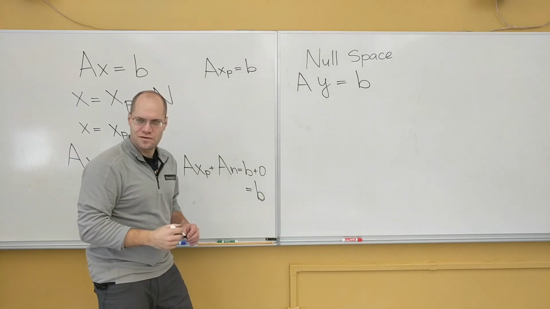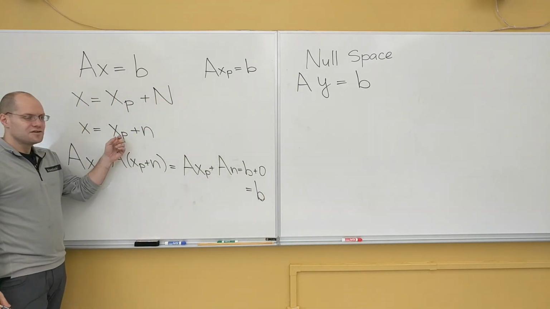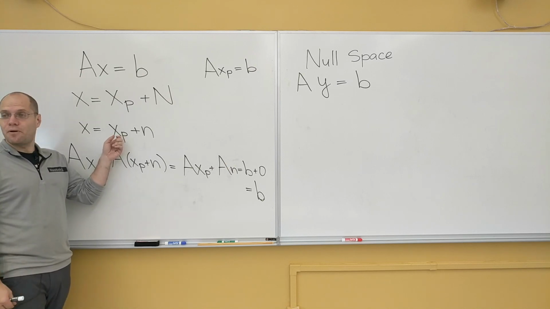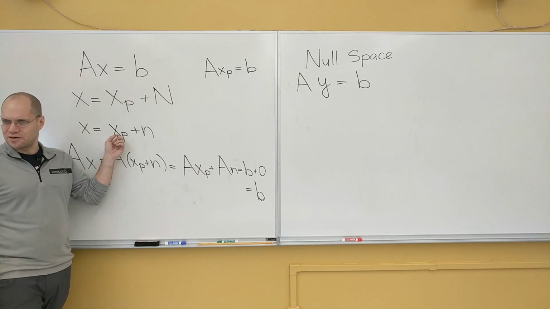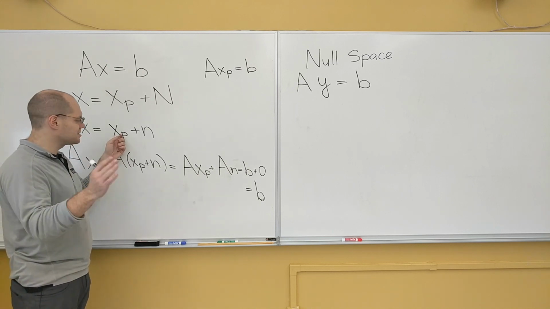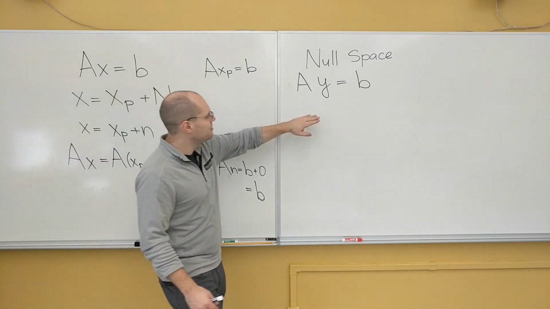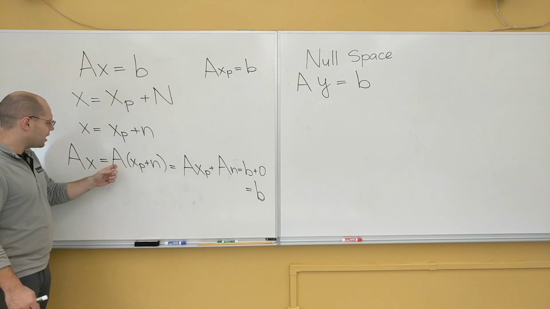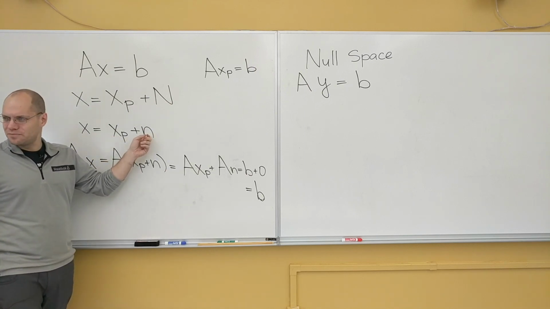I want to prove that Y can always be expressed as the arbitrary particular solution that I chose, totally arbitrary. I just found, somehow I found one vector that A sends to B. That's all I did. And now I'm saying that any such vector can be expressed as my arbitrarily chosen vector that does that, plus something from the null space.